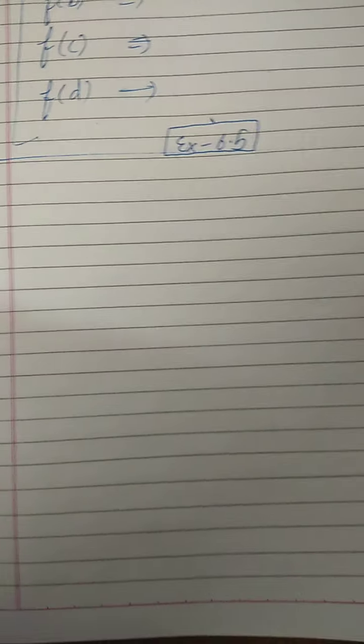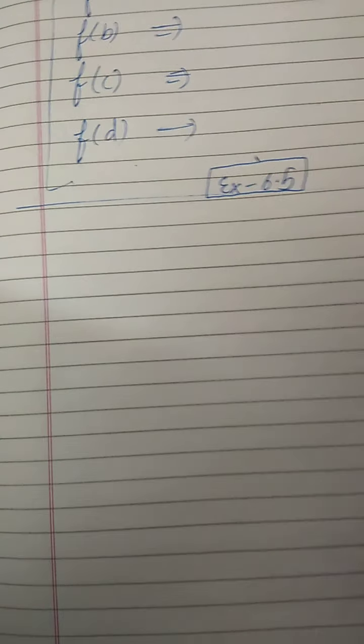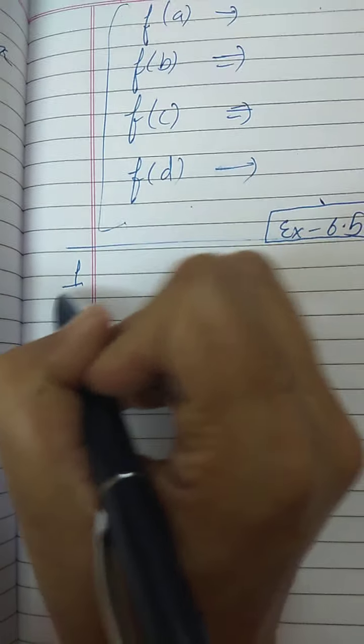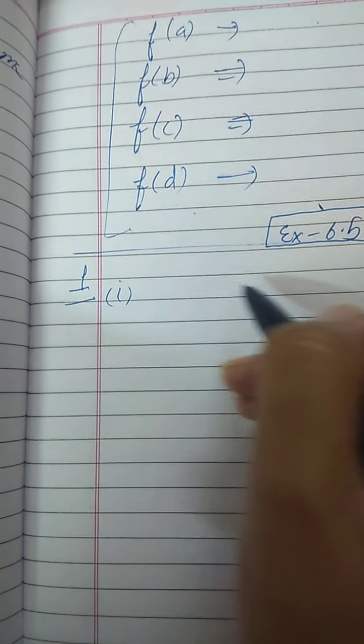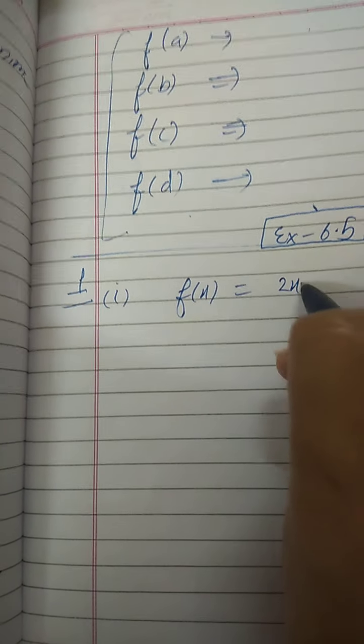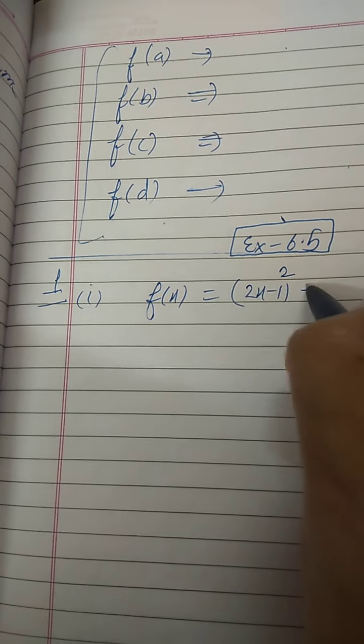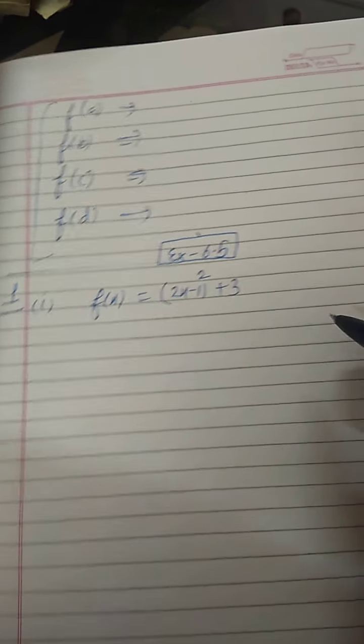Yes, class, we will start with the sums of exercise 6.5 now. The first sum says find the maximum and minimum values, if any, of the following functions. So, the first sum, let us discuss the first part. The function is given: f of x is equal to (2x minus 1) whole square plus 3. I will explain it in two methods.